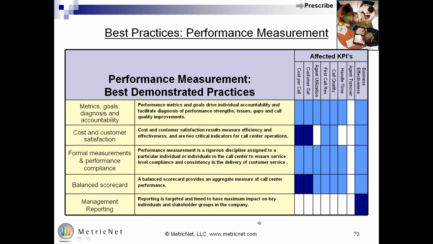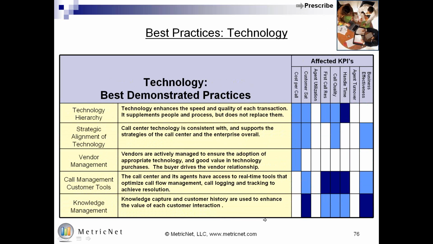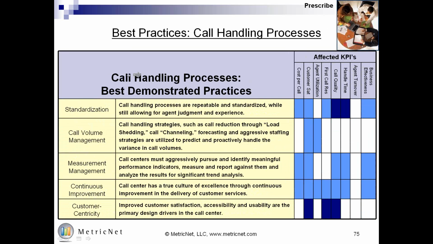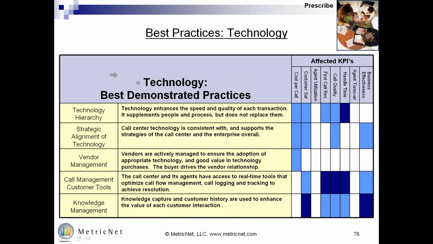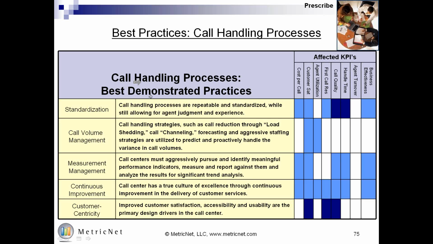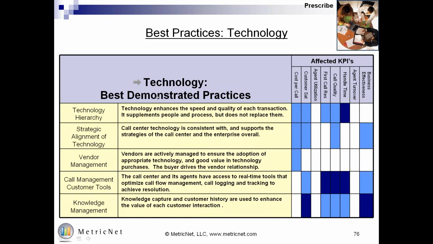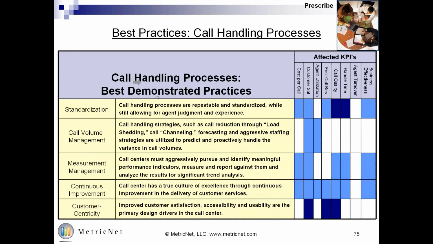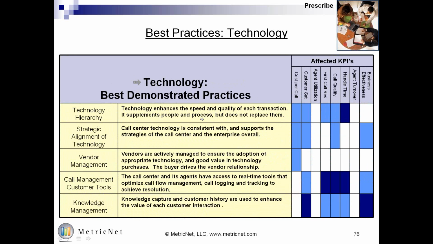What I've got here are 4 charts that look almost the same in terms of colors, but they represent 4 important areas for establishing best practices: performance measurement, human resources, contact handling, and technology. This was the paradigm I just mentioned. It's not just people, process, and technology. It's performance measurement, and then people, process, and technology.